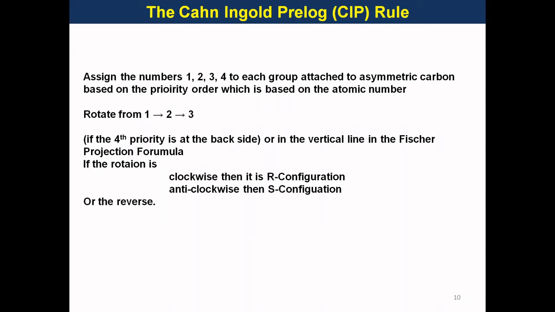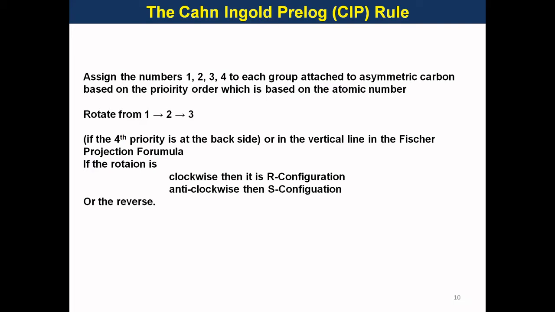So here we are going to learn about the Cahn-Ingold-Prelog rule. This rule is used to determine, for the given isomer, whether it is R or S configuration. What it says is that first we have to assign values 1, 2, 3, 4 to each group attached to the asymmetric carbon based on priority order.